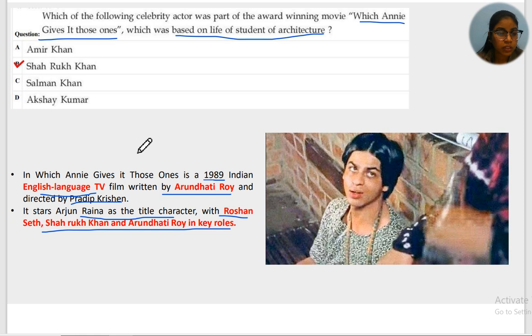So these are the actors of the movie named Which Annie Gives It Those Ones, which was written by Arundhati Roy. This is very important. And it is based on the life of students of architecture.